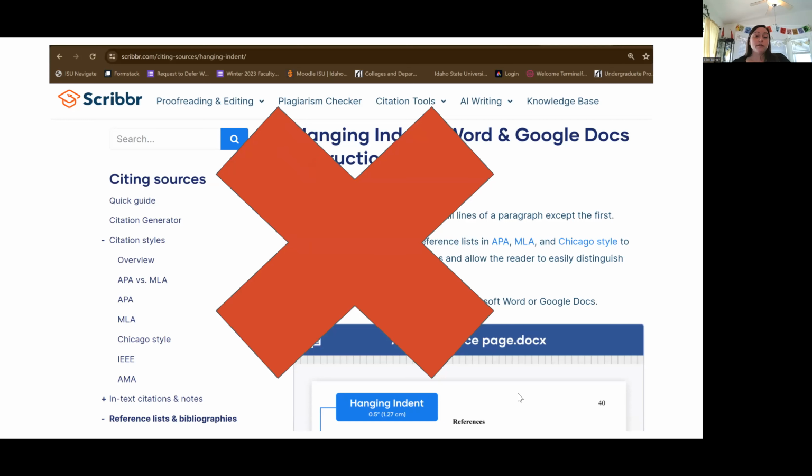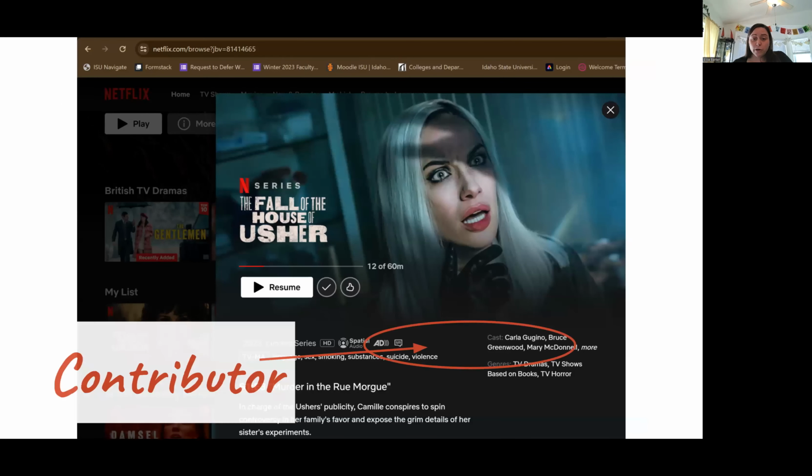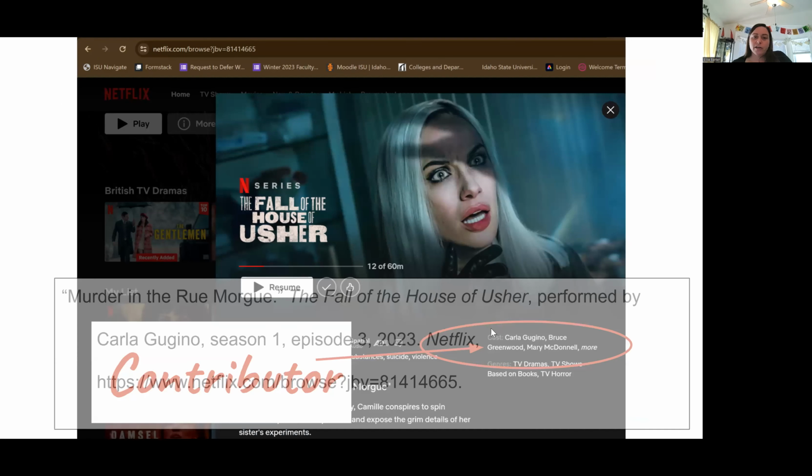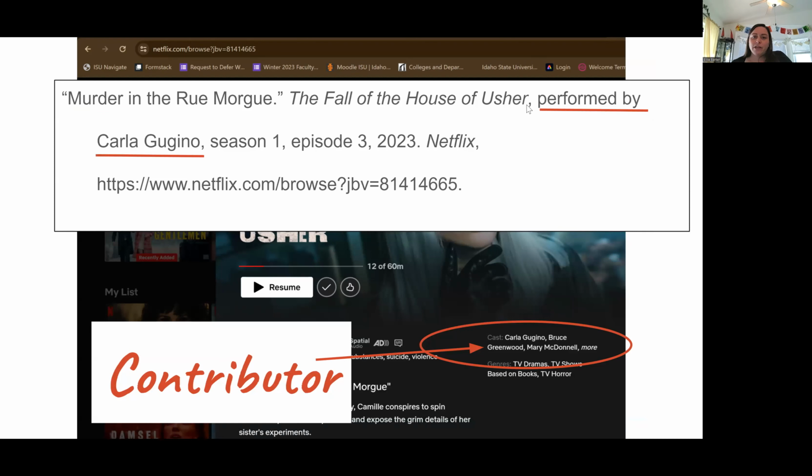A lot of sources don't have contributors, and even if they did, they don't list them anywhere where you can find them, which means you don't need to worry about it. One of the places where you do find contributors are in the kind of digital media and pop culture things that you may want to cite. So like in this episode, if we're citing the performance by one of the actors, that's where we would pull in a contributor. In this case, we have The Fall of the House of Usher, comma, performed by Carla Gugino, comma.